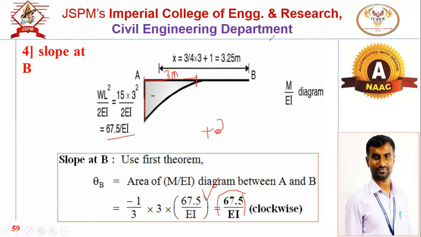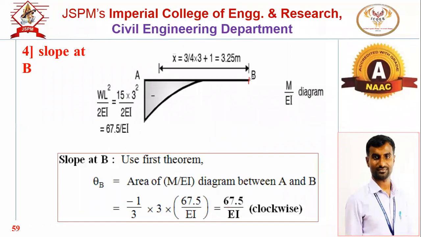Slope will be clockwise. Now in some cases, they will give the value of flexural rigidity. Then after putting that value of EI, you will get the slope in radians. Suppose they have given the value of EI as 7400 kilonewton meter square. If you put that value here, you will get the value in radians for the slope.